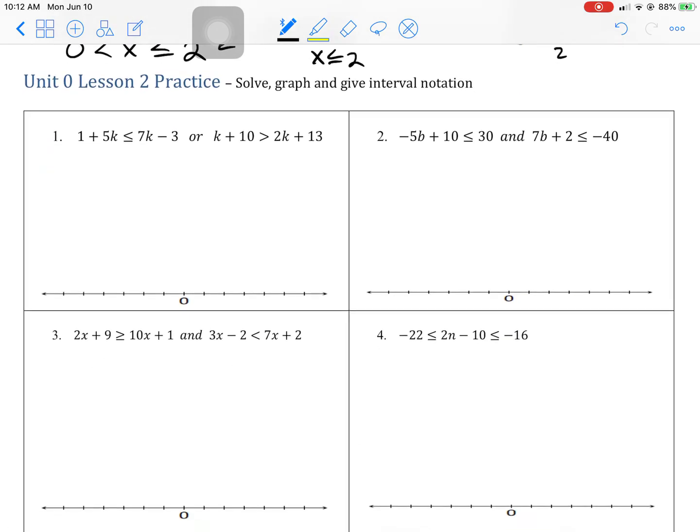All right, so let's practice a few more of these. It doesn't matter what it is, we just want to solve for, in this case, k.